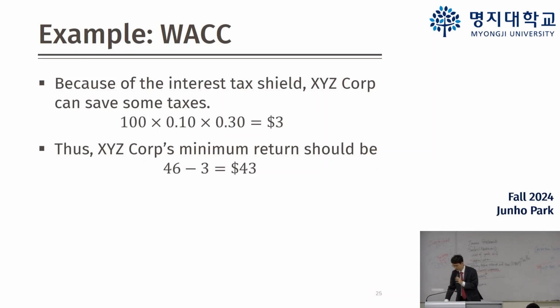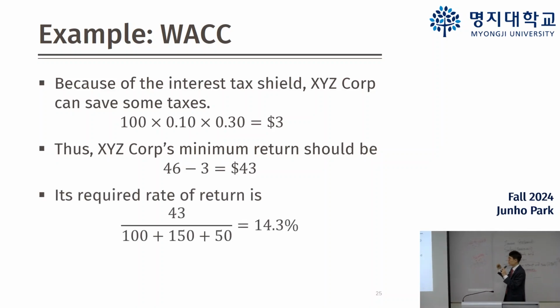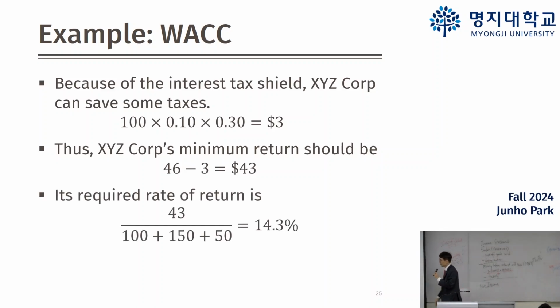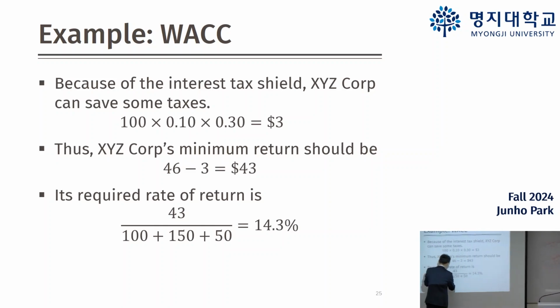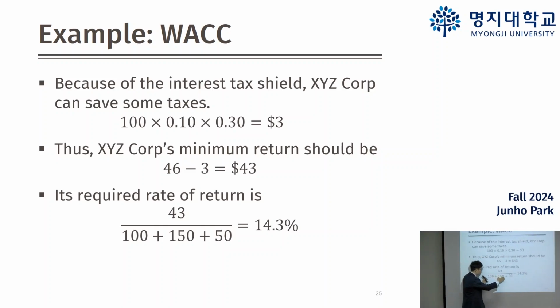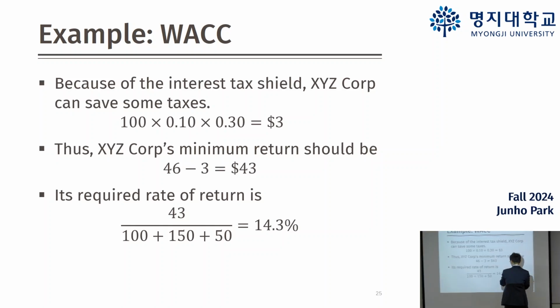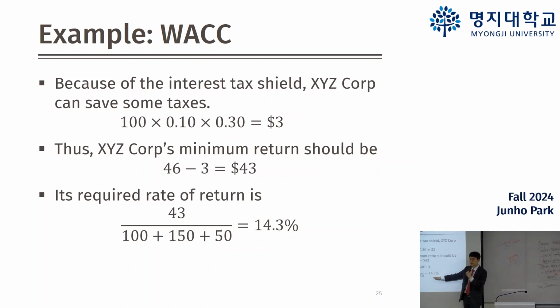In that case, your overall required rate of return is, because you have 100 plus 150 plus 50, which is 300. This is your asset, and from out of $300 asset, you earn $43. So your rate of return is $14 something. And this is the result. So you need to use it as the discount factor.